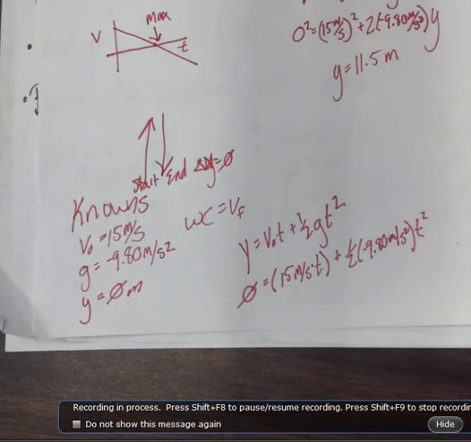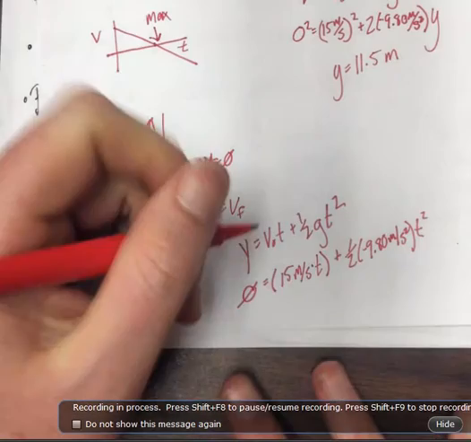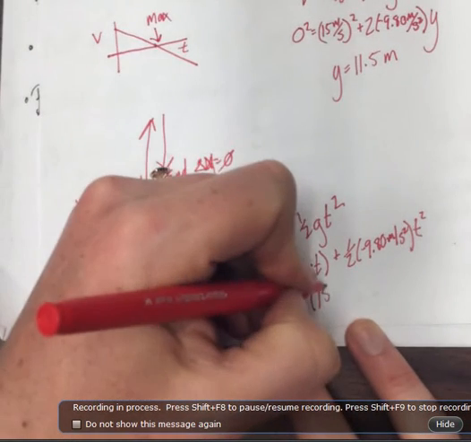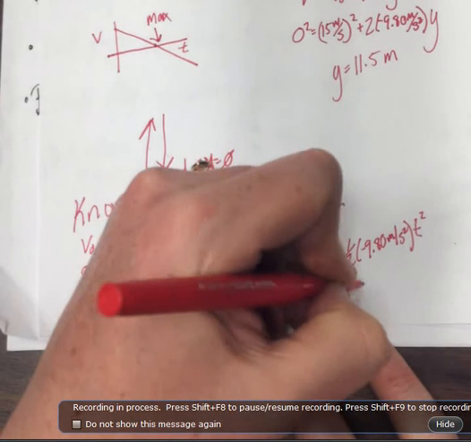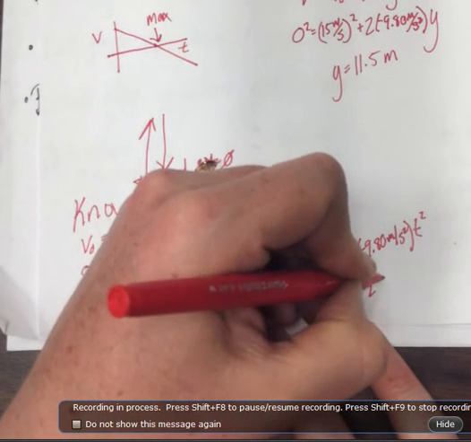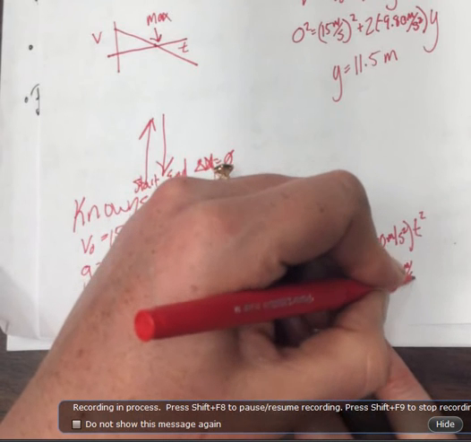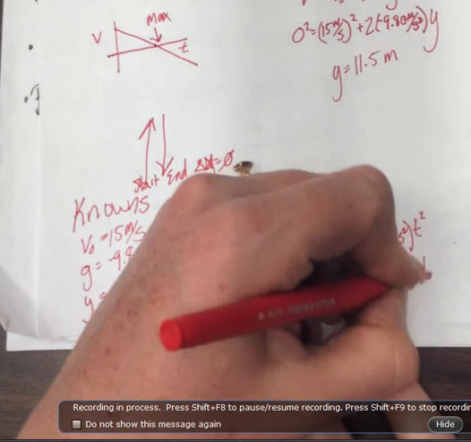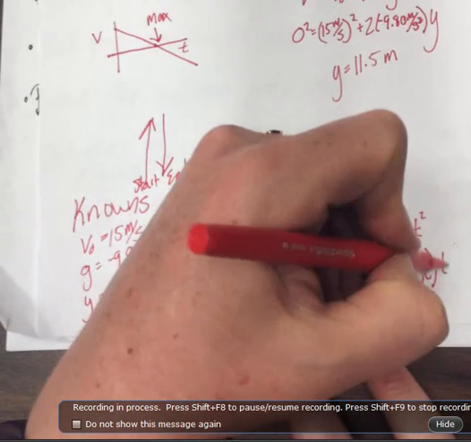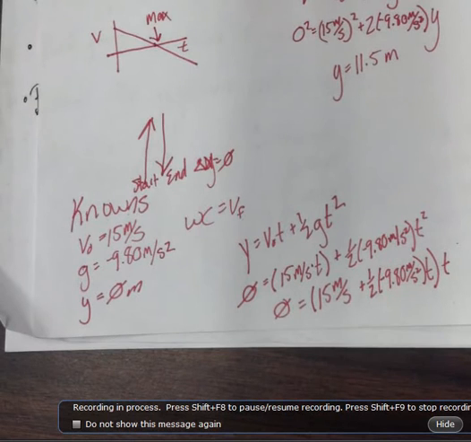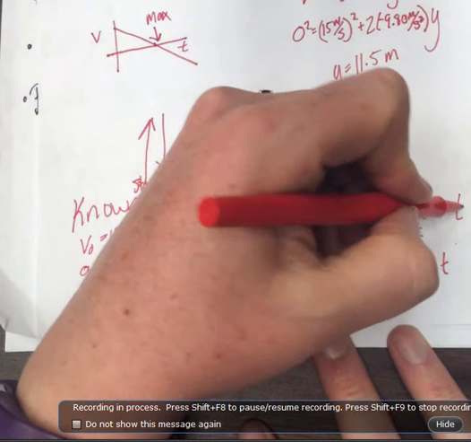Now, this is a squared equation, and we can solve this by factoring. So I'm going to factor out our time. 0 equals 15 meters per second plus 1/2 times negative 9.80 meters per second squared times time, times time. And now we have a couple of options. One of our options is that time equals 0.